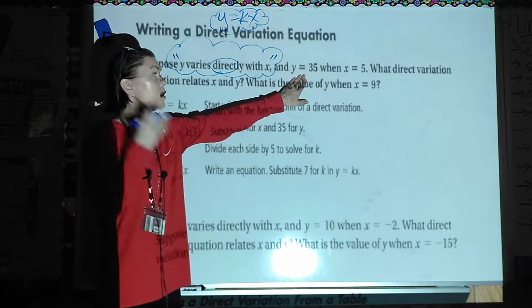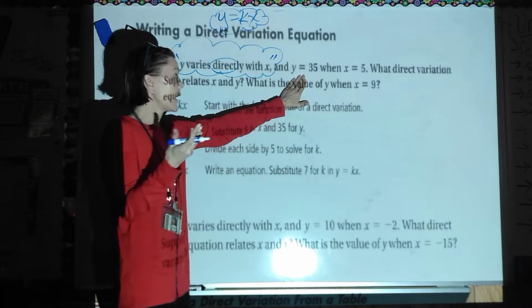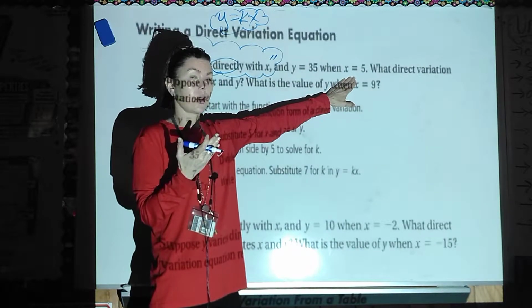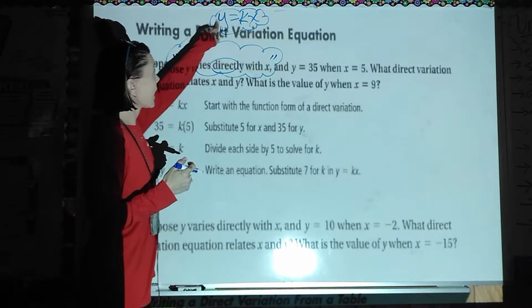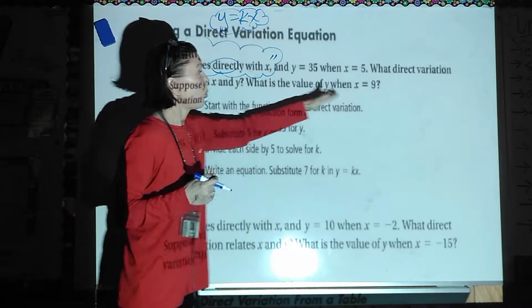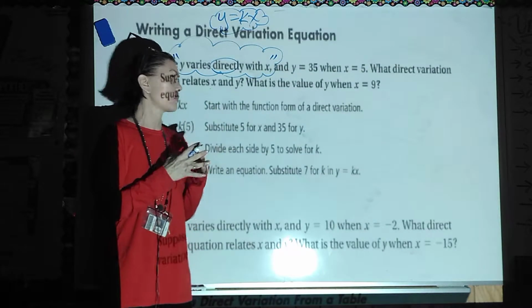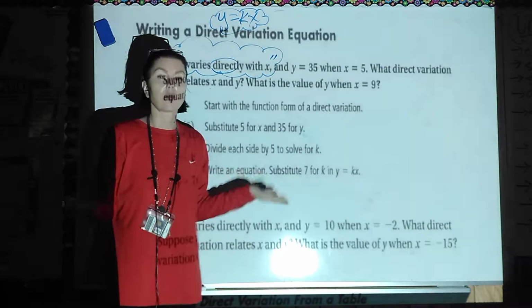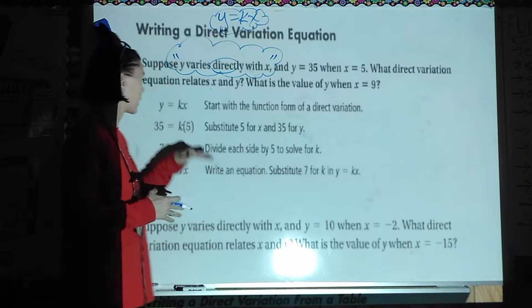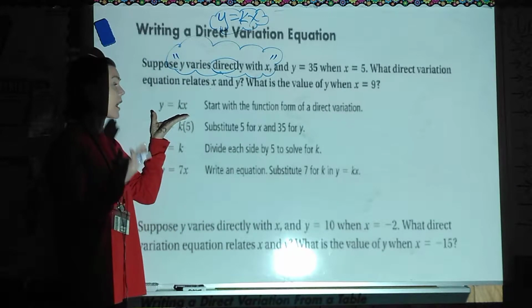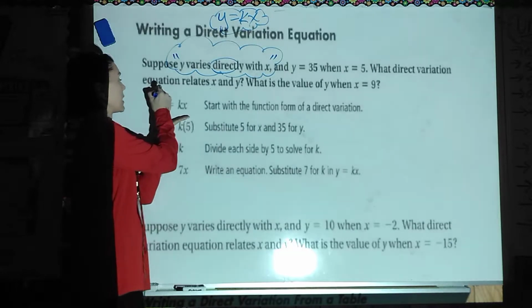So they're telling you what y is equal to, and they're telling you what x is equal to. They're telling you the y and they're telling you the x. What direct variation equation relates x and y? It's basically saying, write that equation. Well, here we are. Start with writing y equals kx. And I always say, rewrite it with the empties.